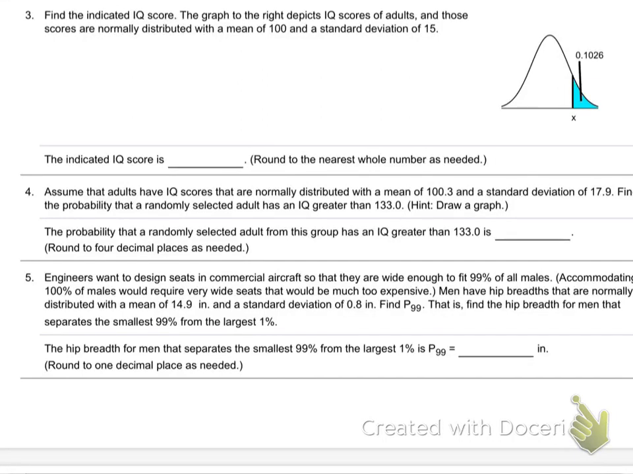Okay, so here's section 6.2, problem number 3. You got this graph for us. It has mean 100, standard deviation 15. So I always like to put the mean right in the middle, right? Because the mean means middle, average, right in the middle of the curve.